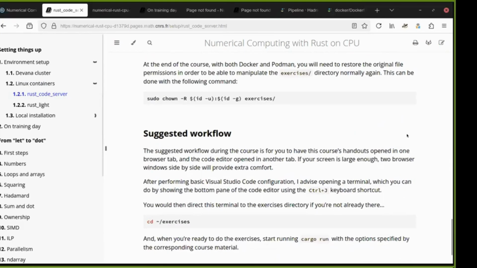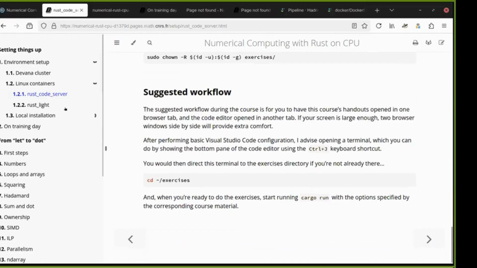Unfortunately, there's a bit more setup involved, but in any case, once you get it working, then you can just open a terminal in the Visual Studio Code editor, go to the exercise directory, which you should be in already, and that container is working.